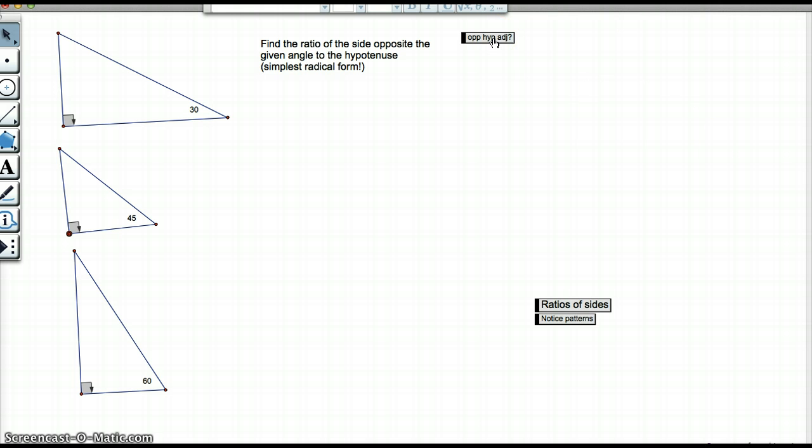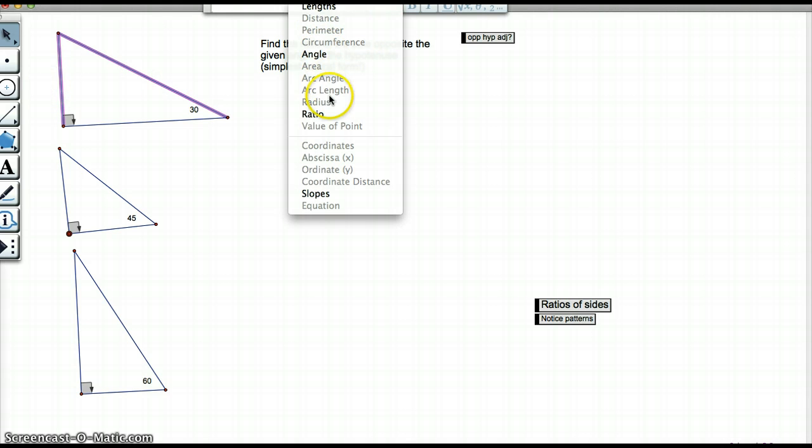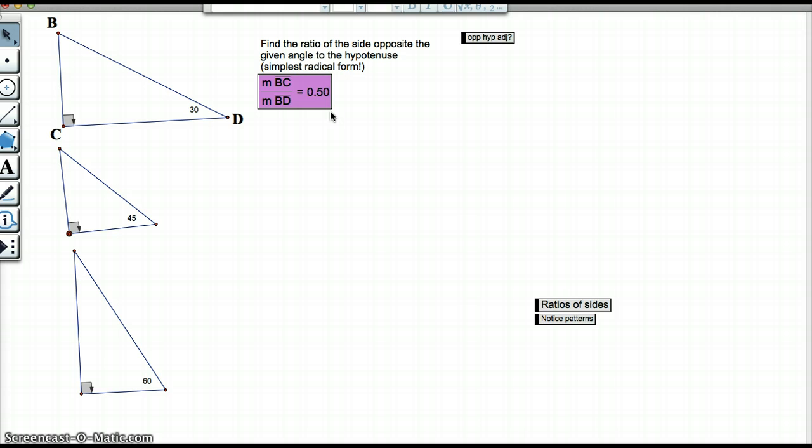Okay. So we want to find the ratio of the side opposite the angle to the hypotenuse. So we're looking for the ratio of this side to this side, and I'm asking for it in simple radical form. Well, how do I get that in simple radical form? Because right now, if I measured that ratio, opposite over hypotenuse, BC over BD, I get 0.5. Okay, well that's interesting. That looks exact, right? 0.50. Maybe that's really just 1/2.